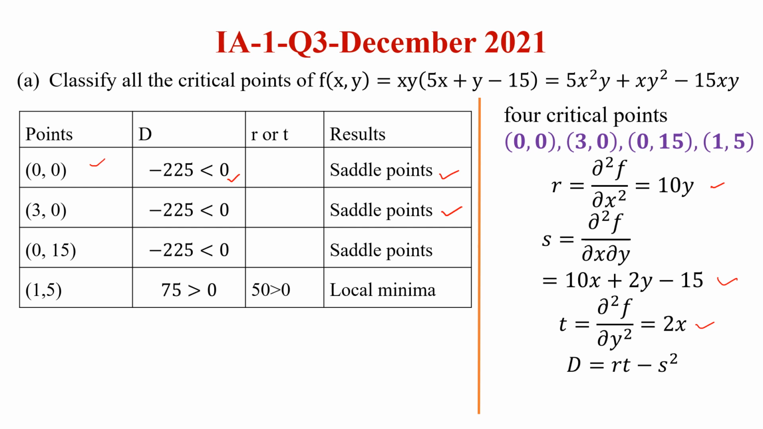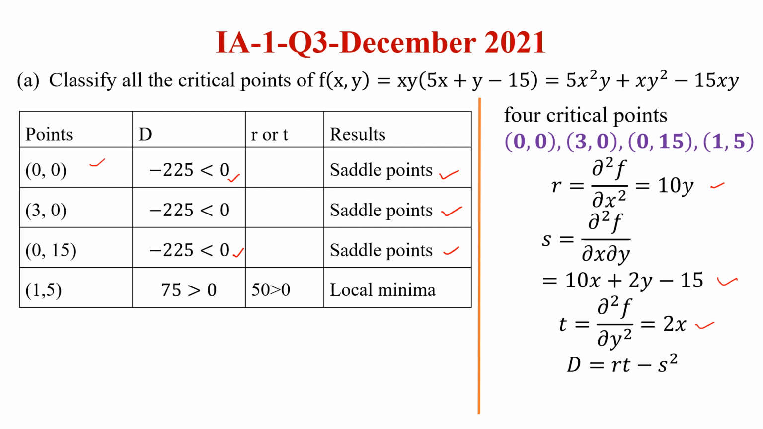X is 0, Y is 15. So r is going to be 150, but T is 0. So rt is again 0. Now calculate S. This term is 0, 30 minus 15, it is 15. So again D you will get is minus 225, less than 0. So again it is a saddle point. These three points are saddle points.